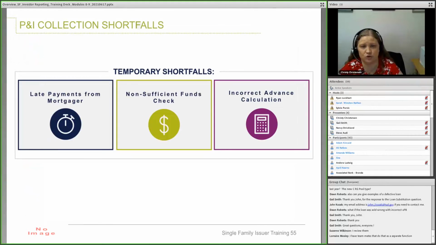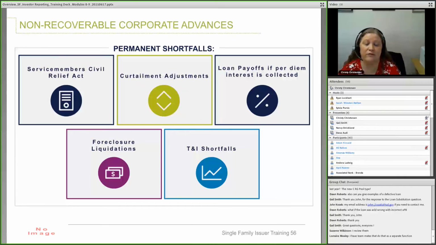P&I temporary shortfalls could be caused by late payments from the mortgagors, NSF checks, and incorrect advance calculations. Non-recoverable corporate advances permanent shortfalls could be caused by SCRA, curtailment adjustments, loan payoffs, foreclosure liquidations, and T&I shortfalls. As our last homework question, do I have a volunteer that would like to share how their permanent shortfalls are funded? If so, please unmute yourself and share.